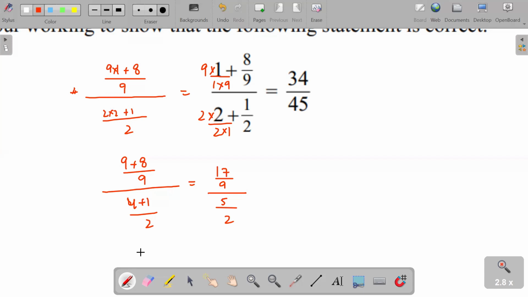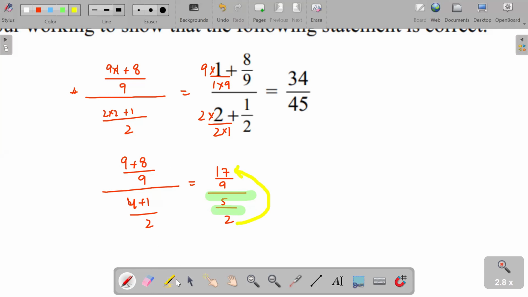There is one rule which we are going to use: fraction over fraction is always inverted. What is meant by that? Look, this is a fraction. Fraction over fraction is always inverted. It means that this 2 will go up and be multiplied with the 17.